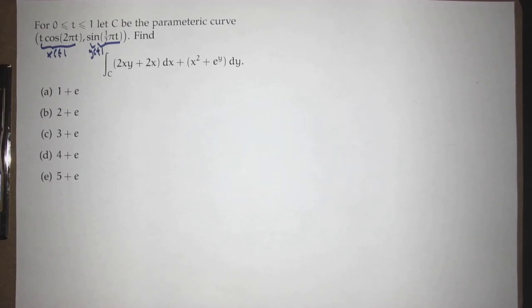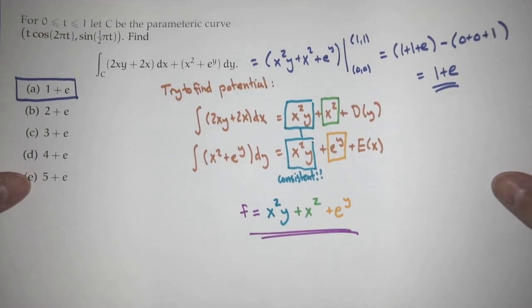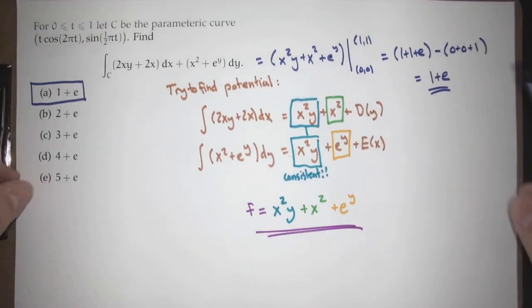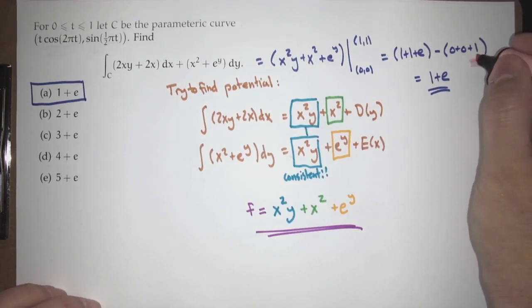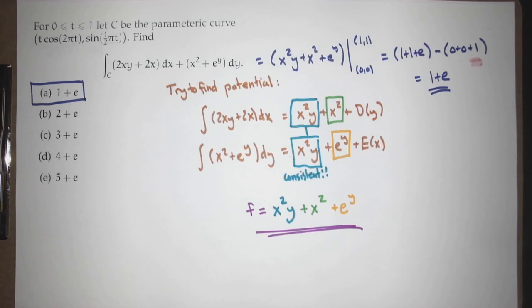Do we have an answer? I've heard a few options people suggested. The answer is A, 1 plus e. Now, B is very tempting. The thing you have to be careful about is this one here. We'll get to where that one is coming from.